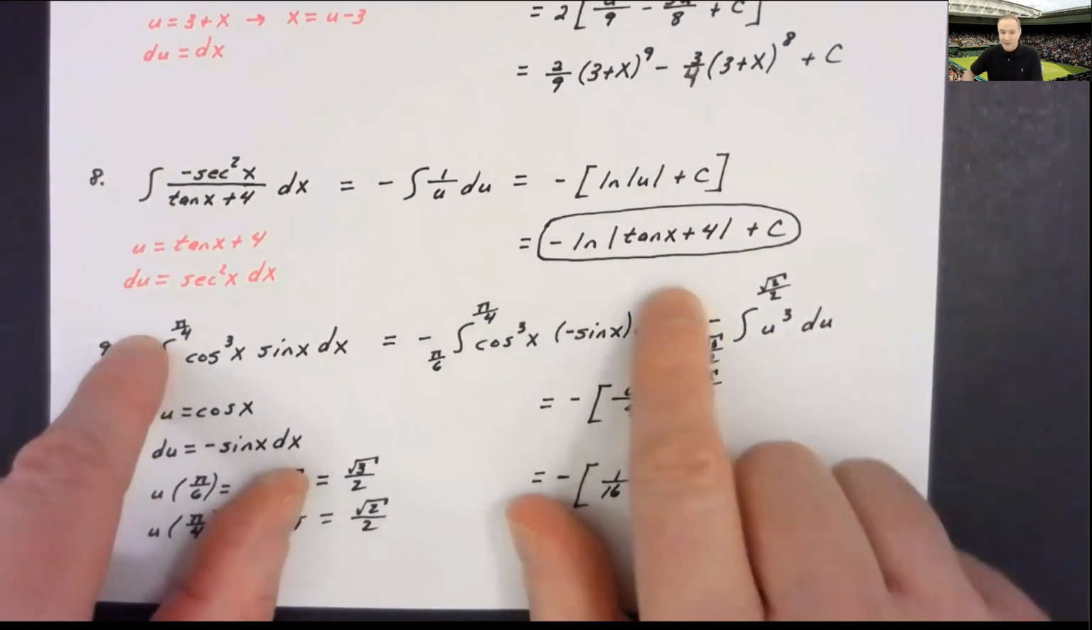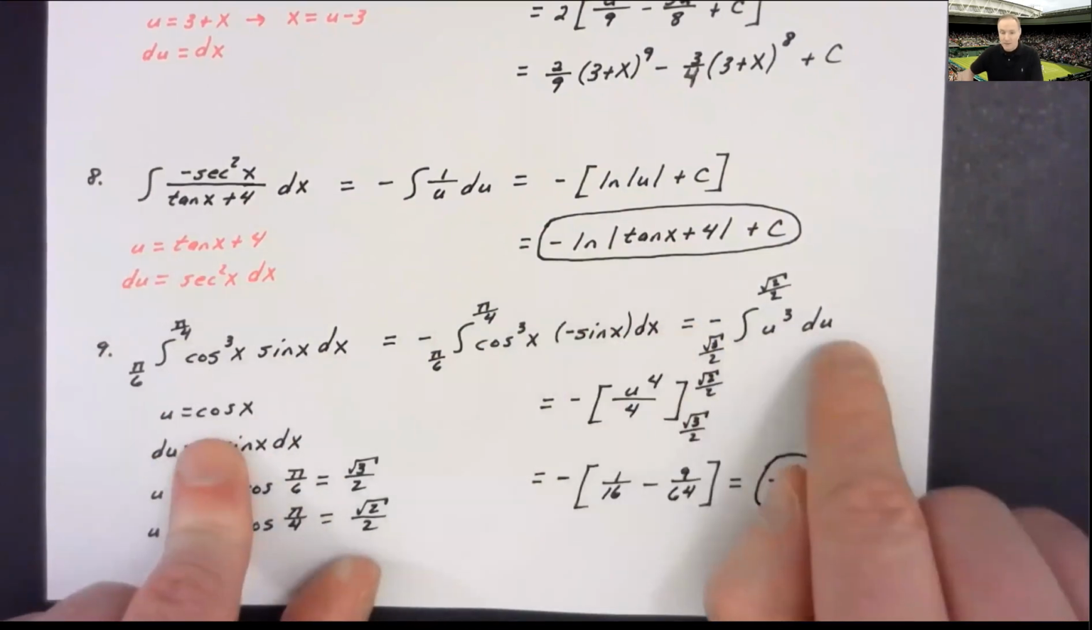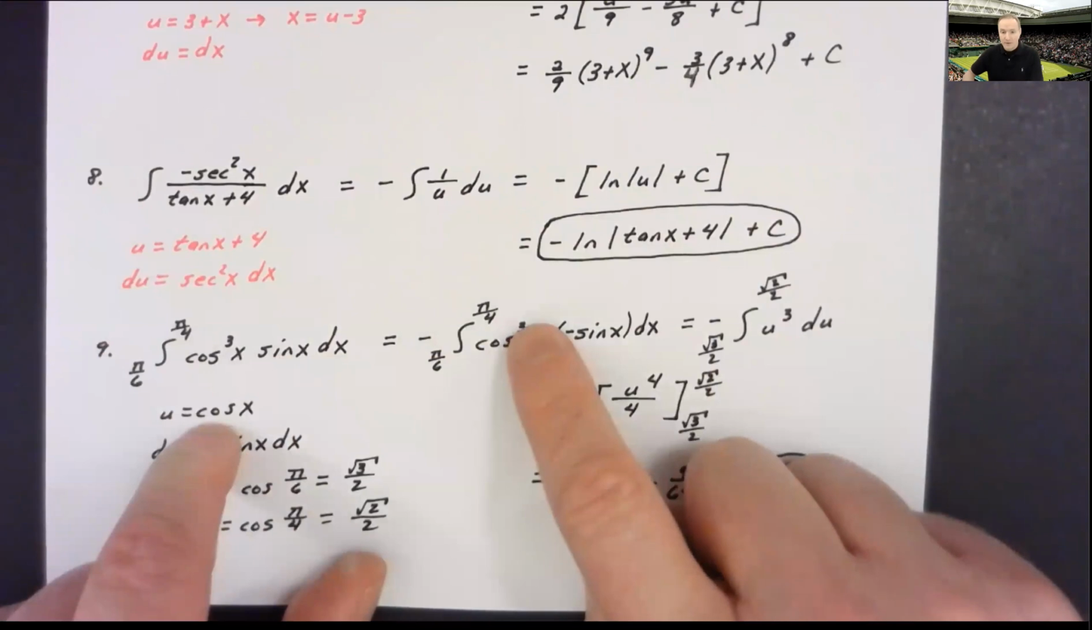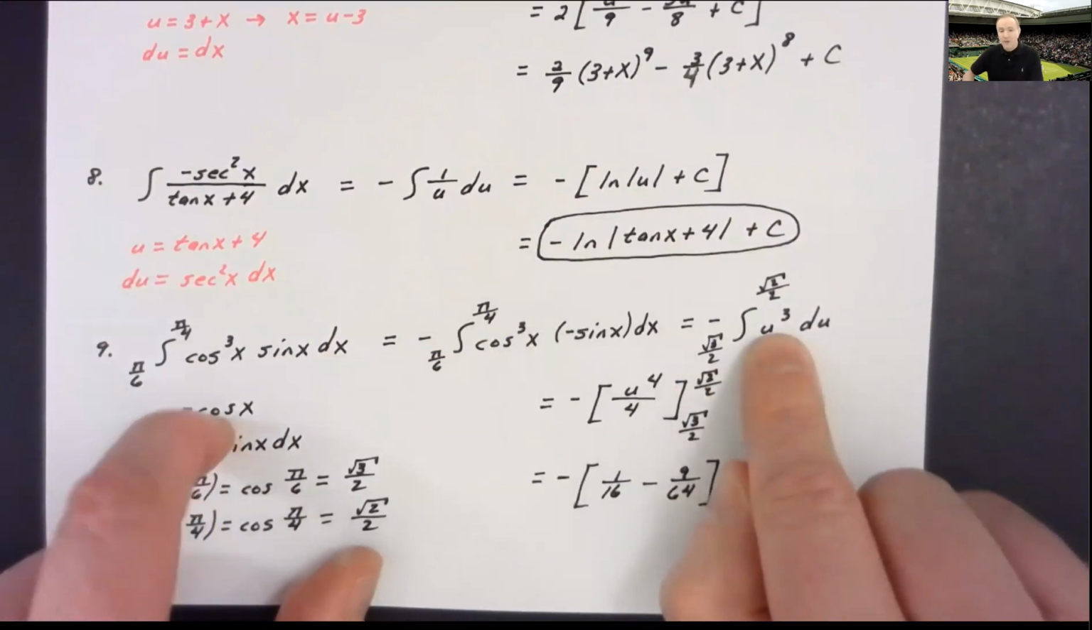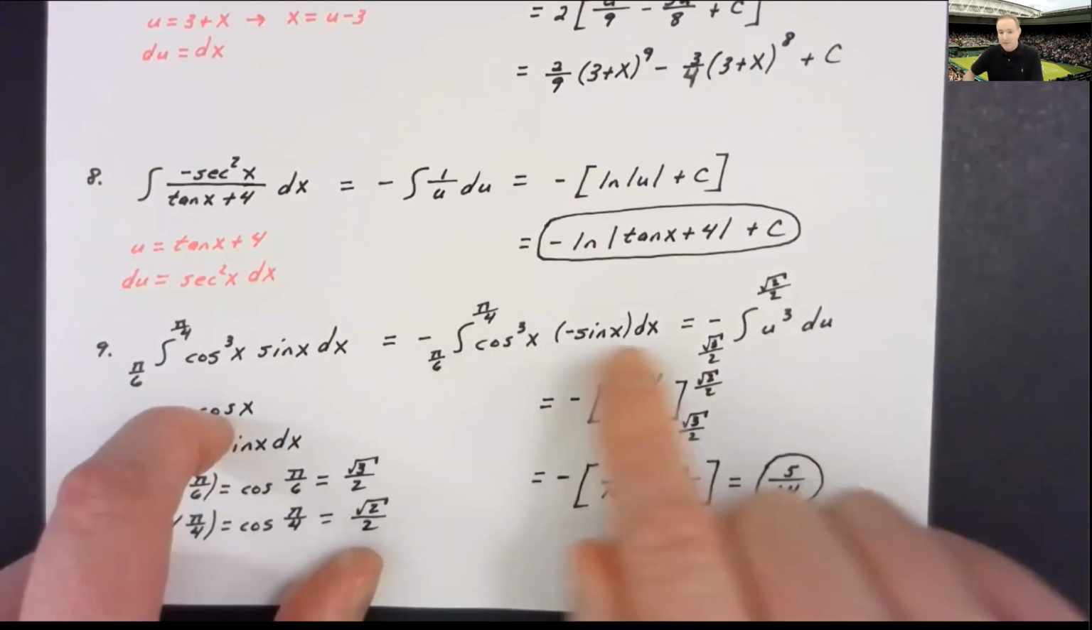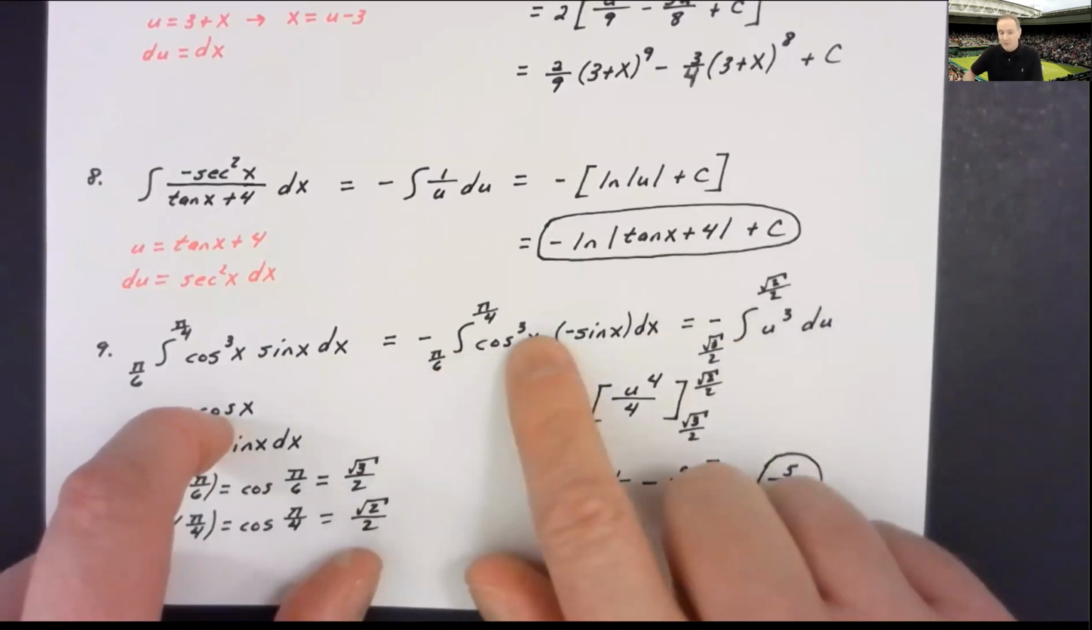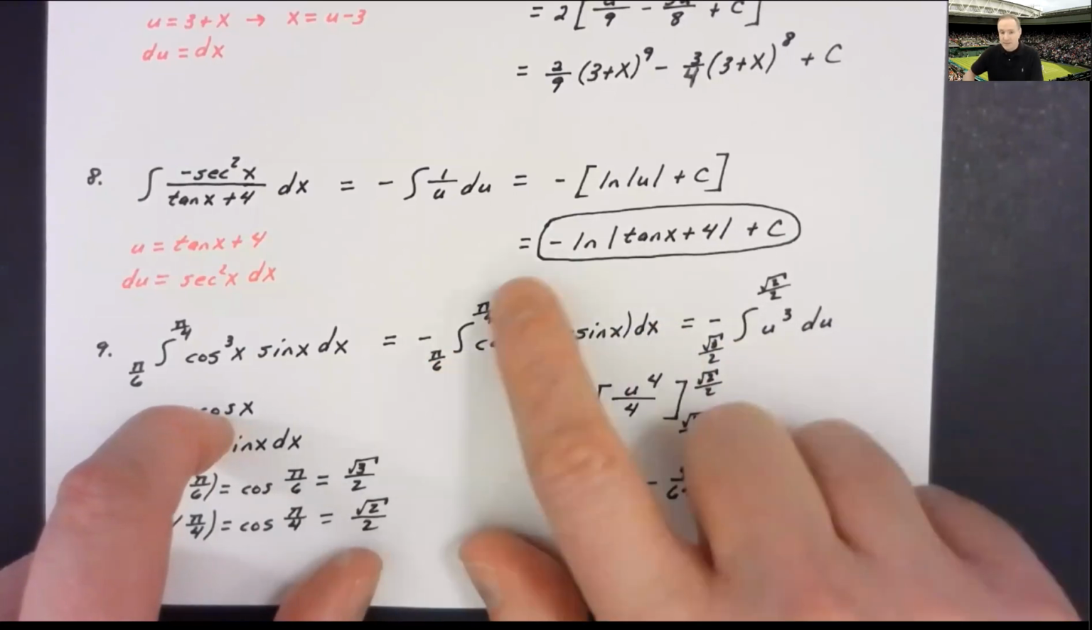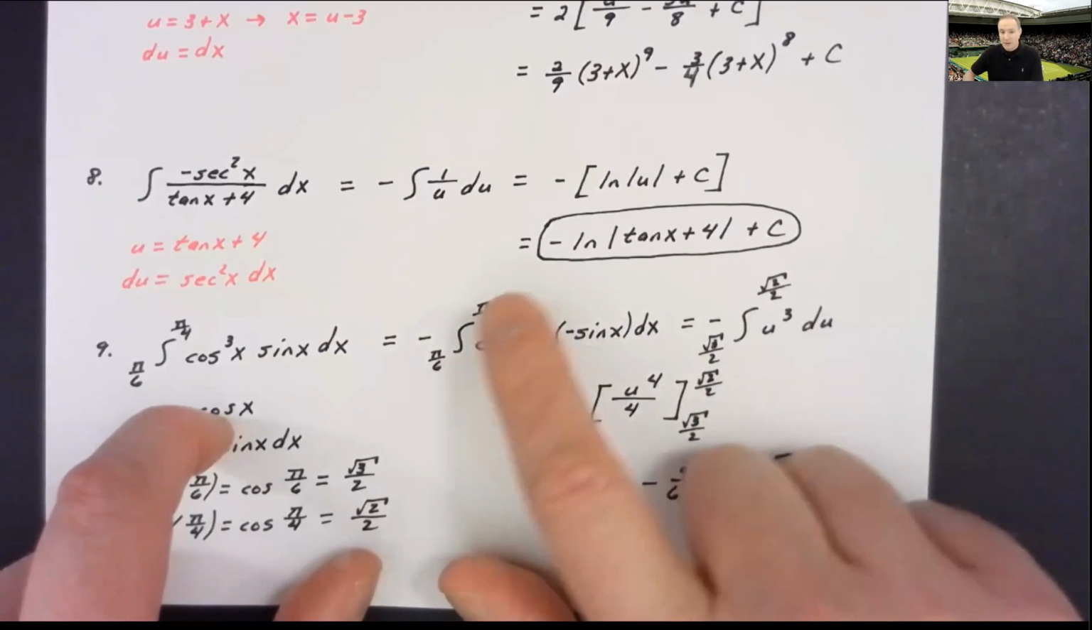This negative sine x dx can all become du, and then my cosine cubed can become u cubed. But what I also had to do from this step to this step: in this step, everything was still in terms of x. So these limits of integration are also with respect to x.